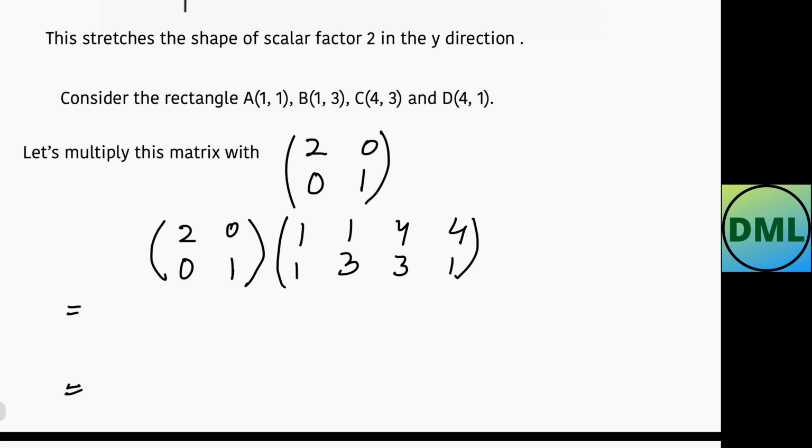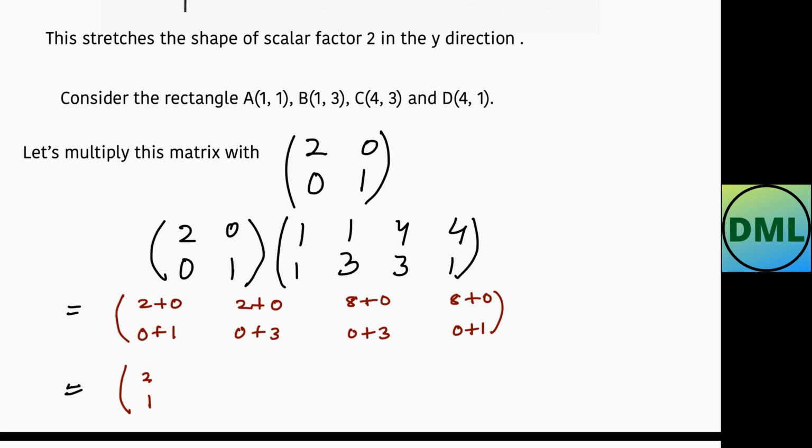Let's multiply this matrix with 2, 0, 0, 1. We are going to apply the same rule here. Let's write down the answer here. 2 plus 0, 2 plus 0, 8 plus 0, 8 plus 0. Then we are multiplying this with this one. Let's write down here. 0 plus 1, then 0 plus 3. This will be 0 plus 3. This will be 0 plus 1. Let's write down the answer here.